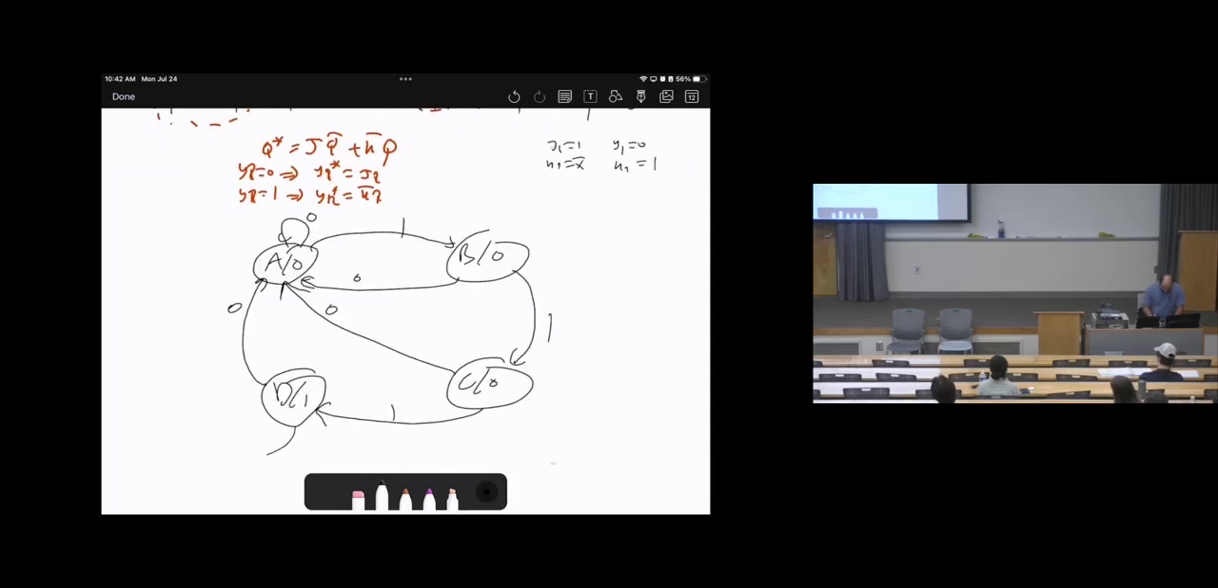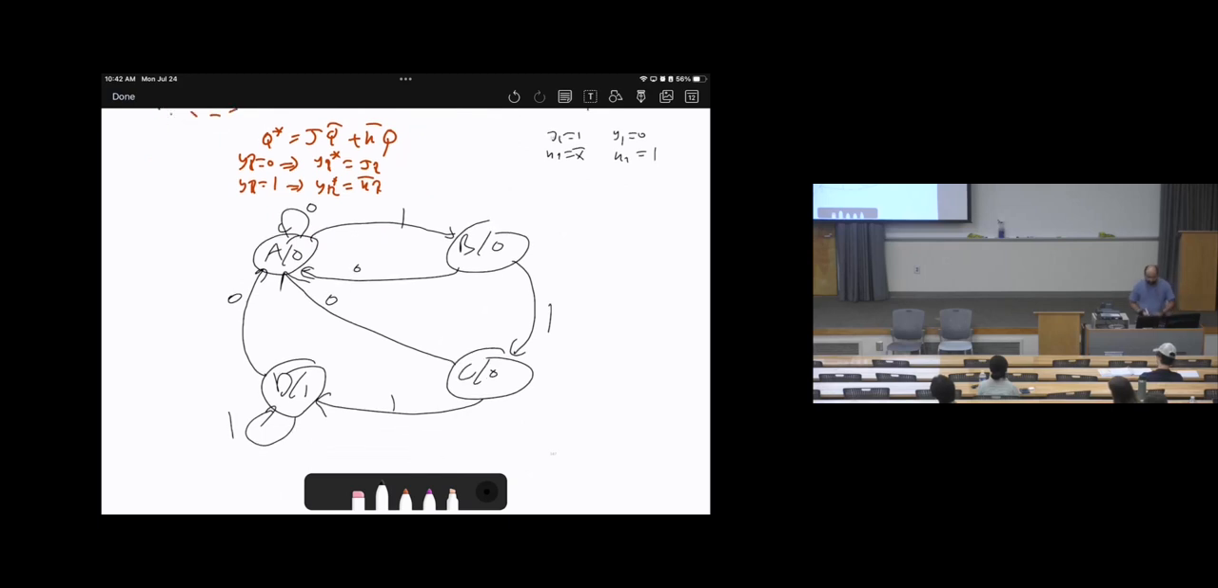If it is 1, it will remain at D. Then that's it. This is in the Moore model. Okay, clear?